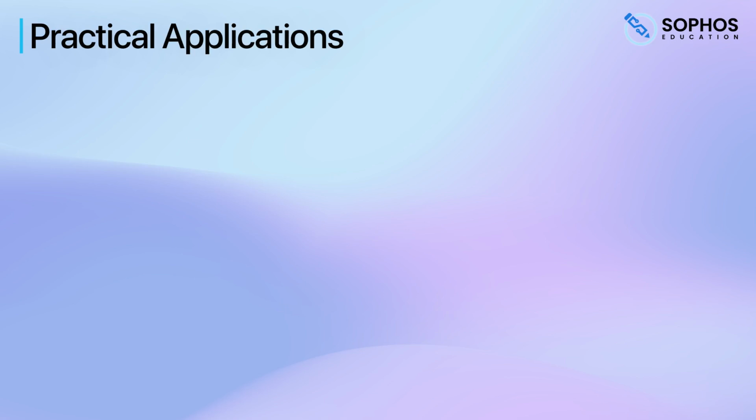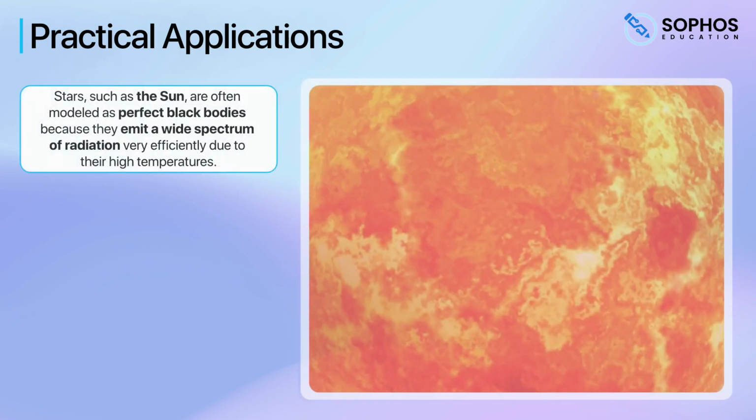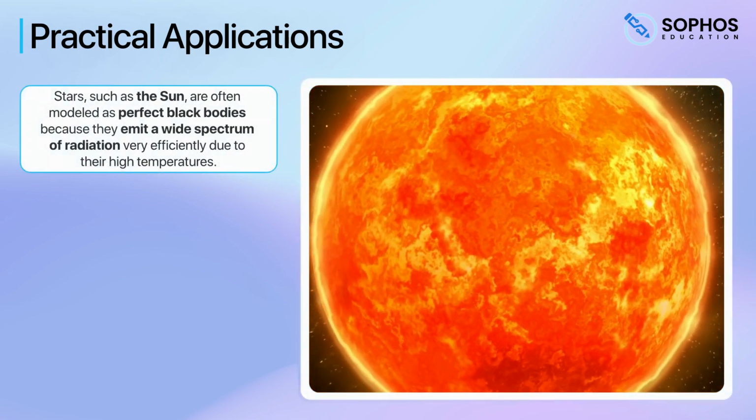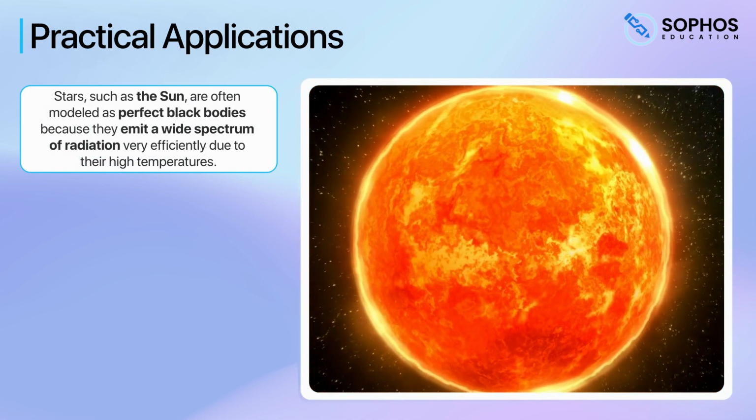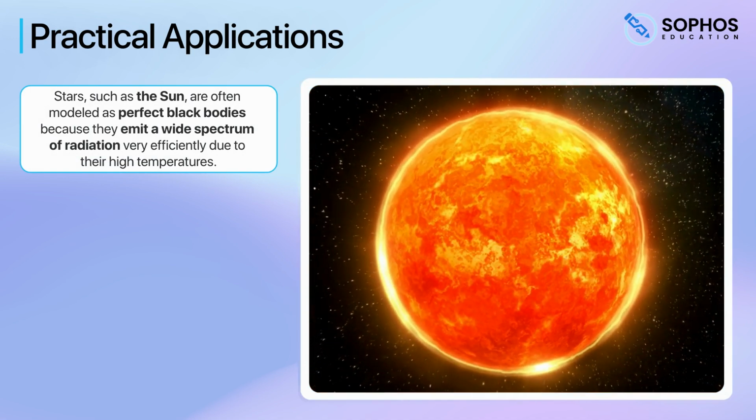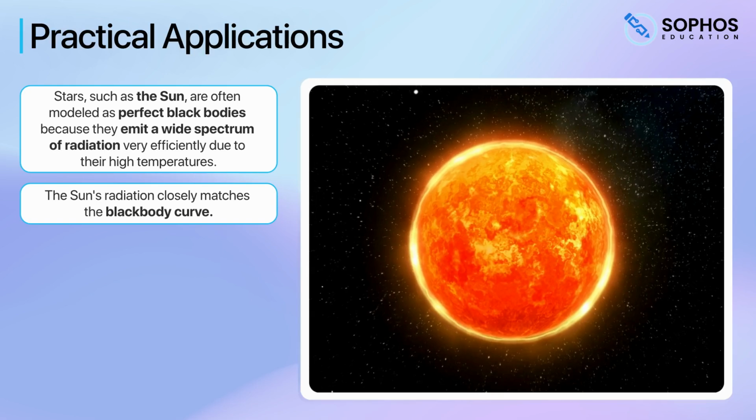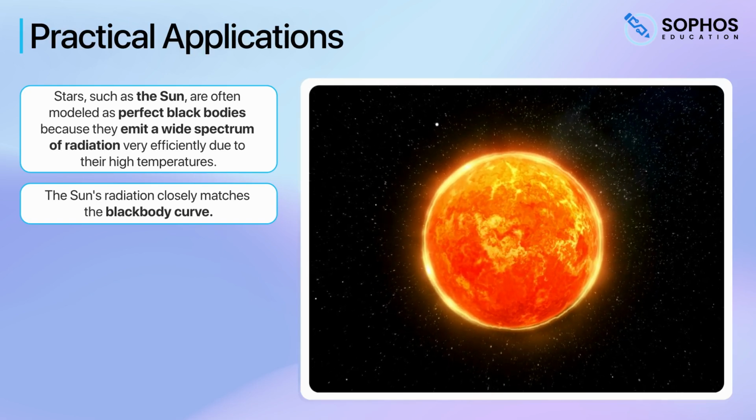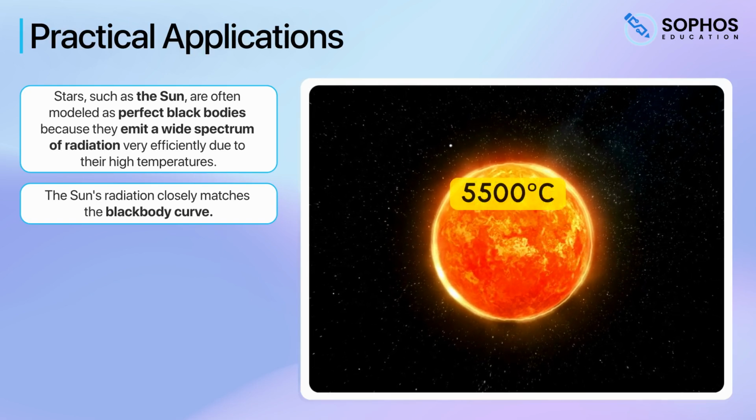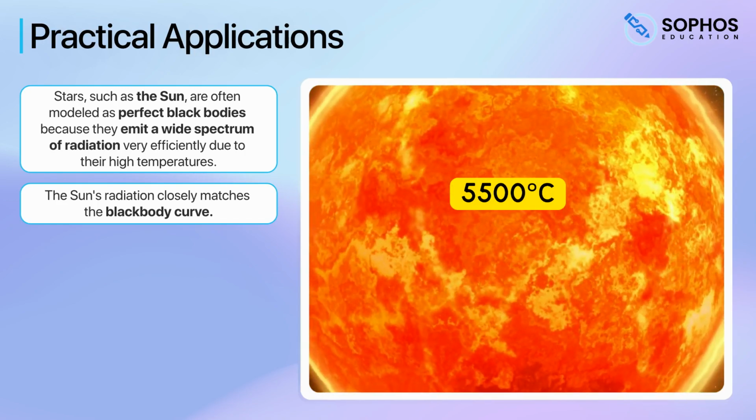In reality, a perfect black body does not exist, but some objects come close to approximating its properties. Stars, such as the Sun, are often modeled as perfect black bodies because they emit a wide spectrum of radiation very efficiently due to their high temperatures. The Sun's radiation closely matches the black body curve, corresponding to its surface temperature of approximately 5,500 degrees Celsius.